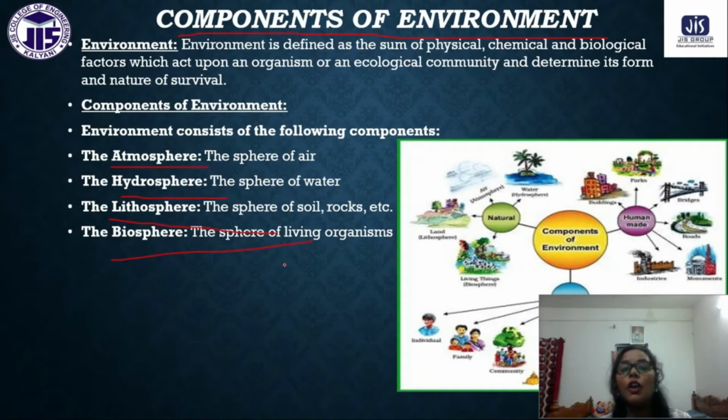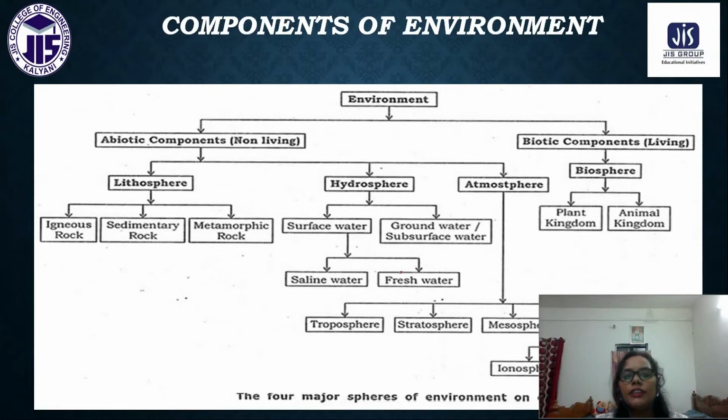Atmosphere is the sphere of air. Hydrosphere is the water resources on our planet. Lithosphere is the land resources we have. And biosphere obviously includes all the living systems. So this is the classification of the environment that we can do.